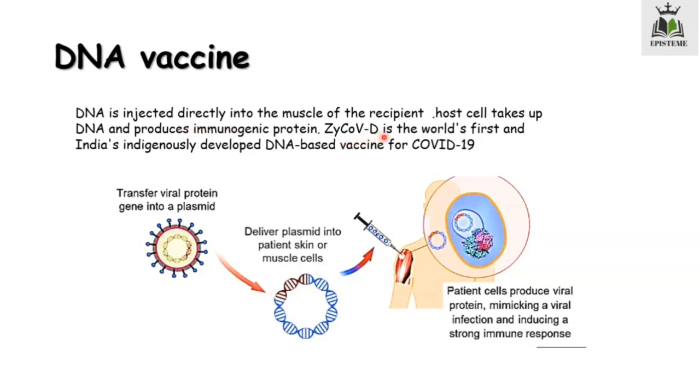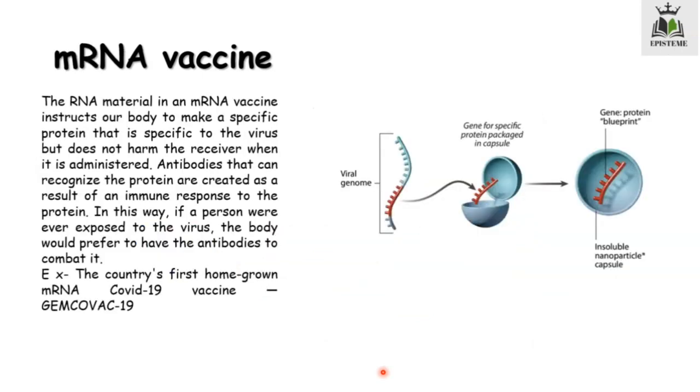ZyCoV-D is the world's first and India's indigenously developed DNA based vaccine for COVID-19. It's an example. It's a very simple thing we just learned: we take the plasmid DNA from the virus or the bacteria, anything, and we introduce it into the muscle of the person, and then the host cell will produce the viral protein or the necessary antigens.